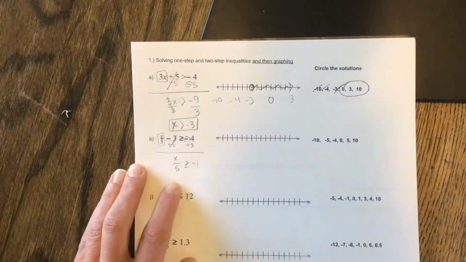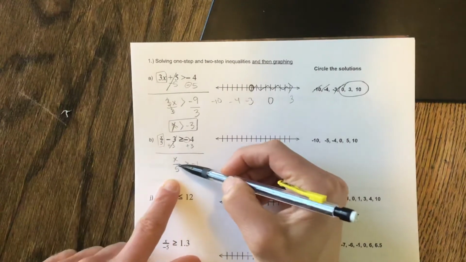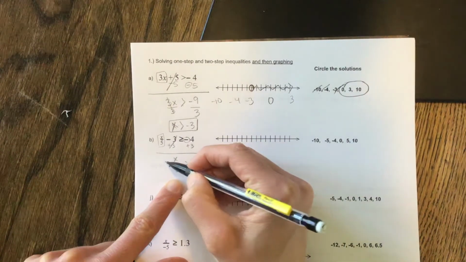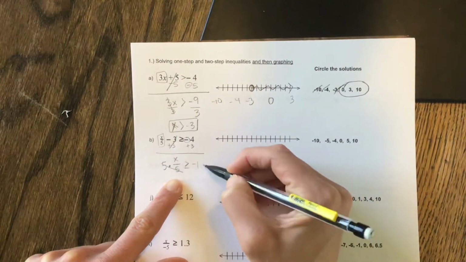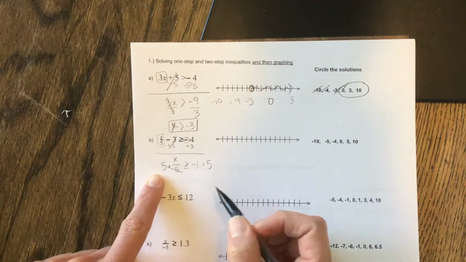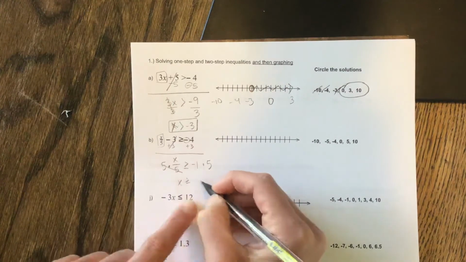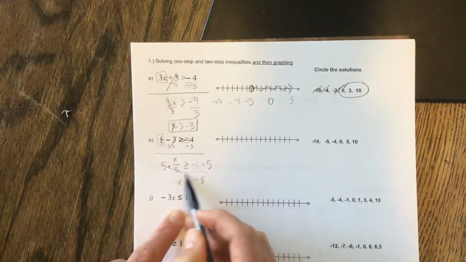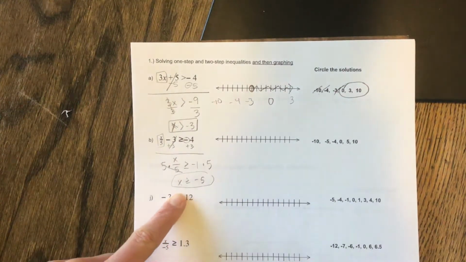Okay, and my variable right here, we've got x divided by 5. And the opposite is multiplying. So we're dividing. We're going to multiply. Again, we did not multiply by a negative. So we're not flipping that inequality. And here we go. X is greater than or equal to negative 5.